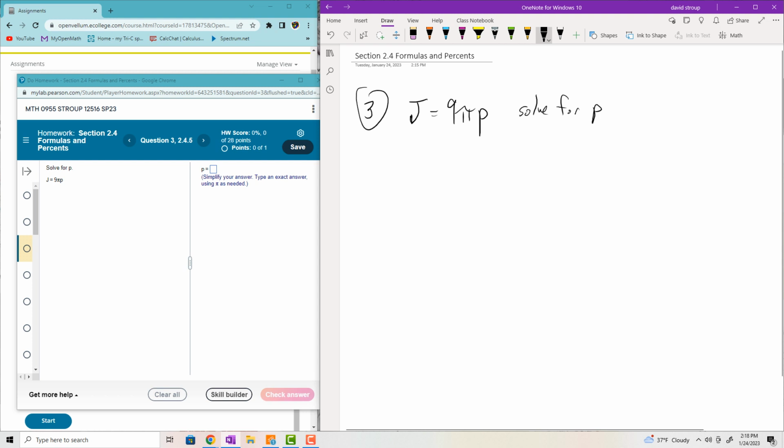Anyways, let's try this one. So we want to get p all by itself. So we're going to use the multiplication property, in this case, divide both sides by 9 pi. On the right side, the 9 pi's will cancel. On the left here, we just have J over 9 pi. And so you've isolated p, and that's basically your answer. We always want to write with the p on the left, the thing we're solving for, and everything else on the right.